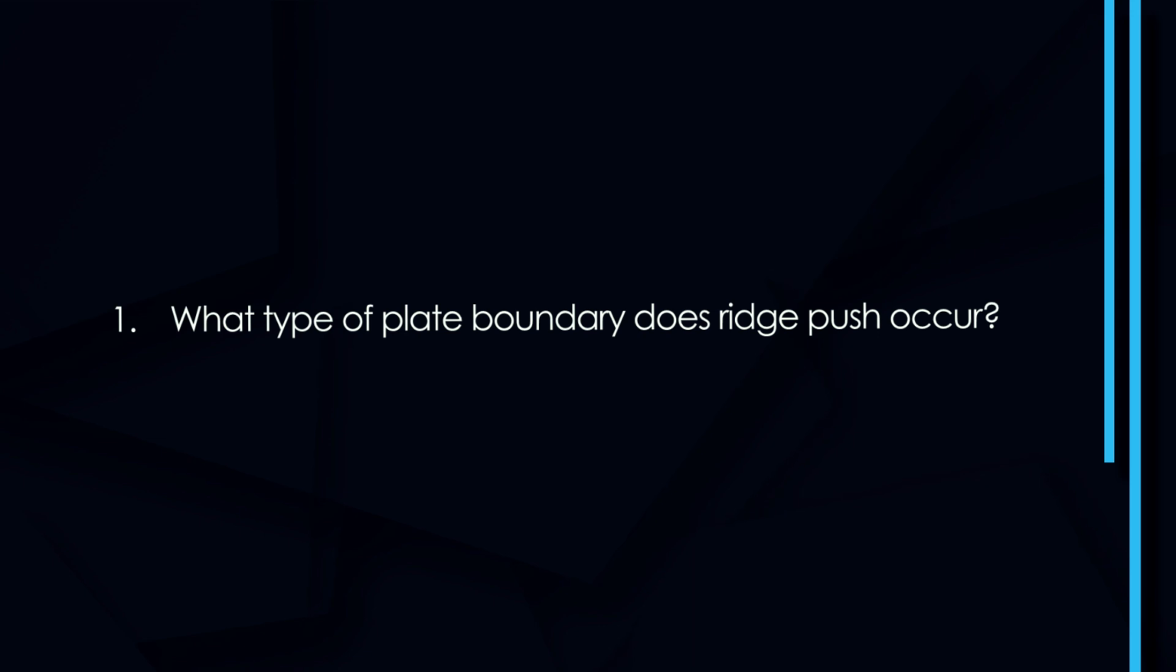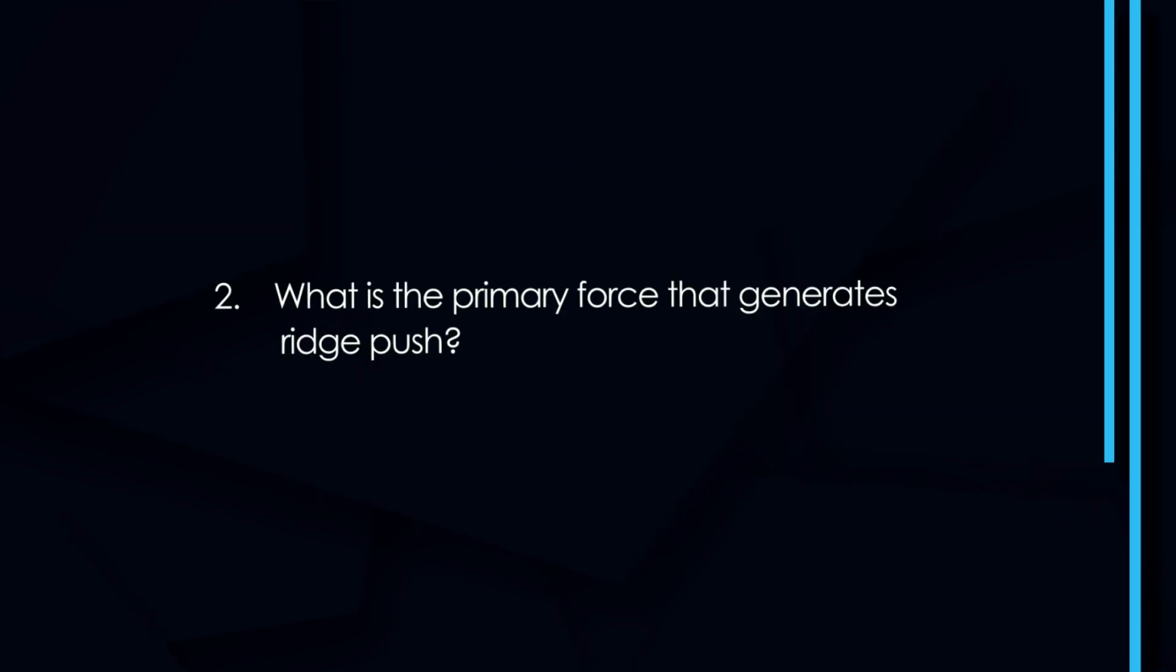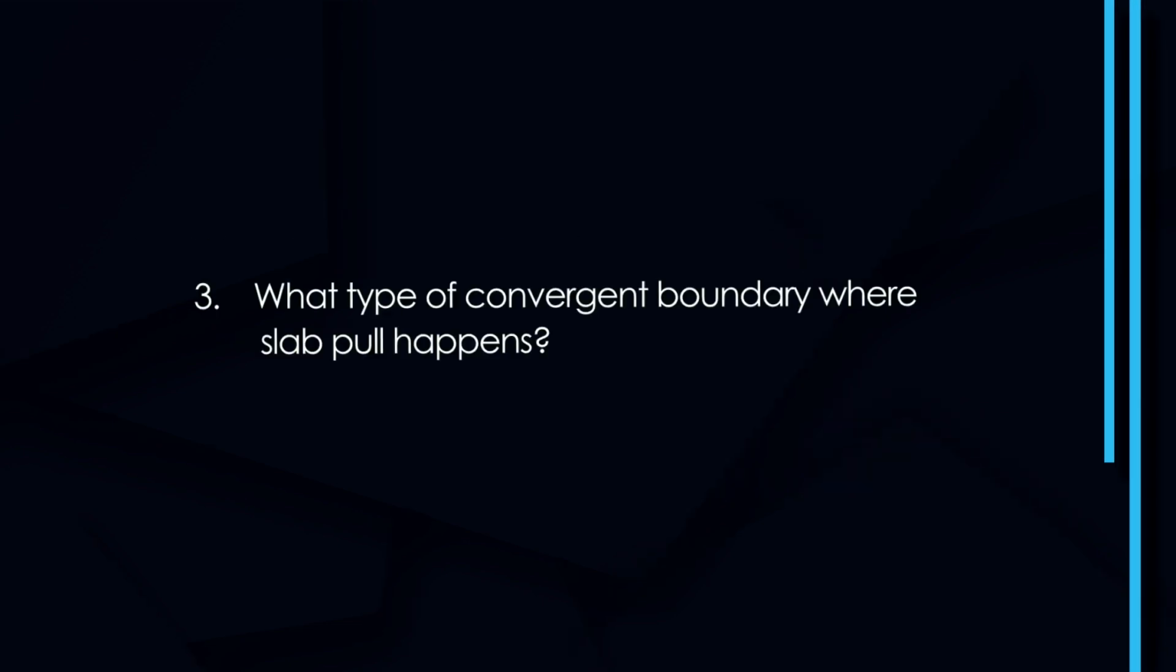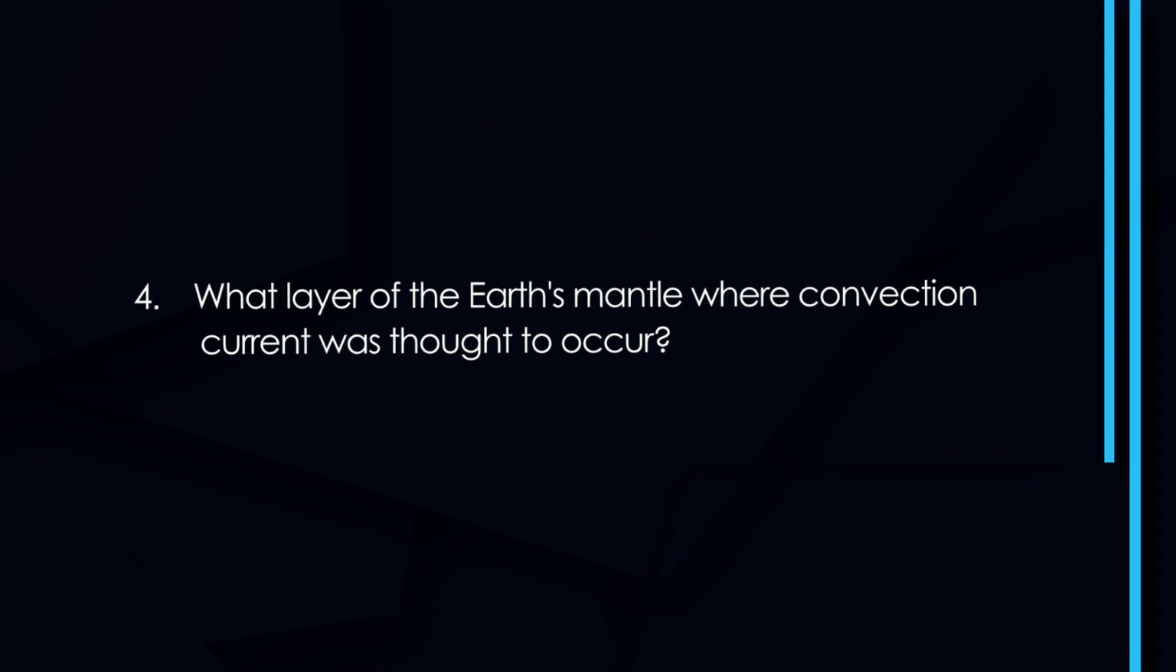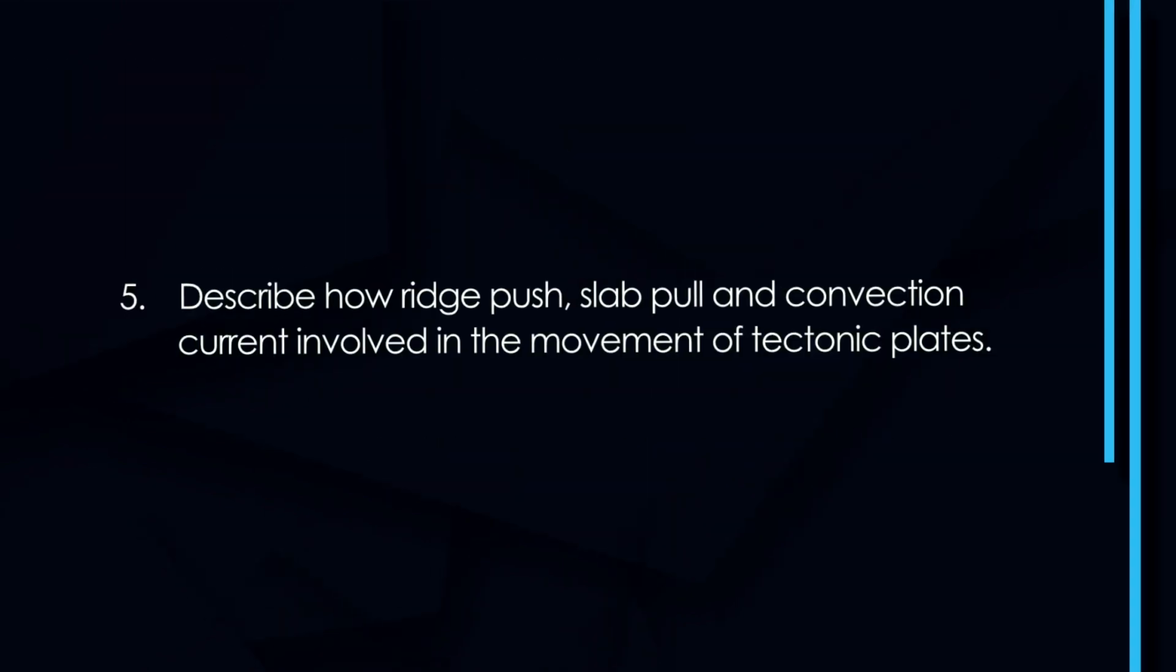By this time, you will answer these questions. What type of plate boundary does ridge push occur? What is the primary force that generates ridge push? What type of convergent boundary where slab pull happens? What layer of the Earth's mantle where convection current was thought to occur? Describe how ridge push, slab pull, and convection current are involved in the movement of tectonic plates.